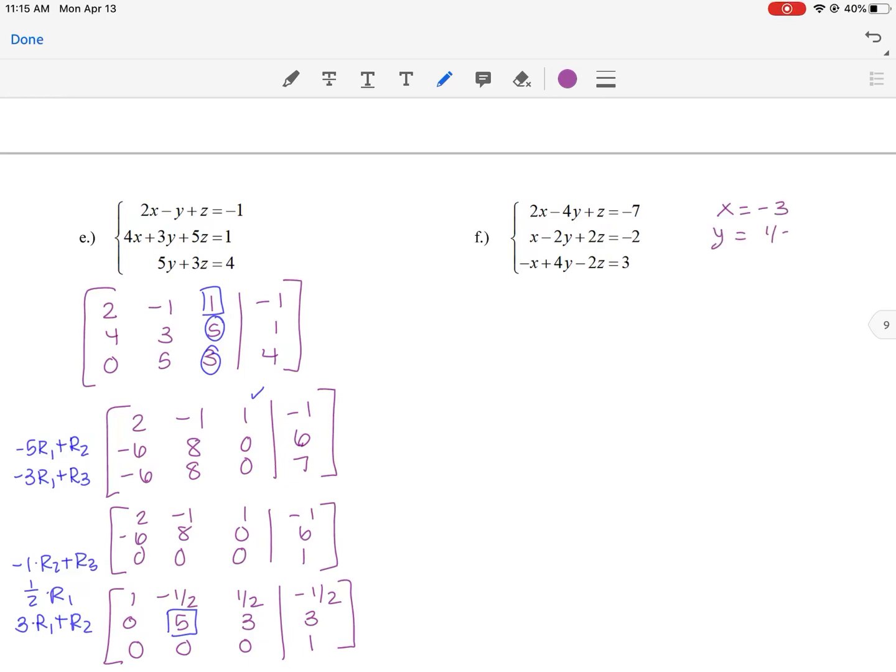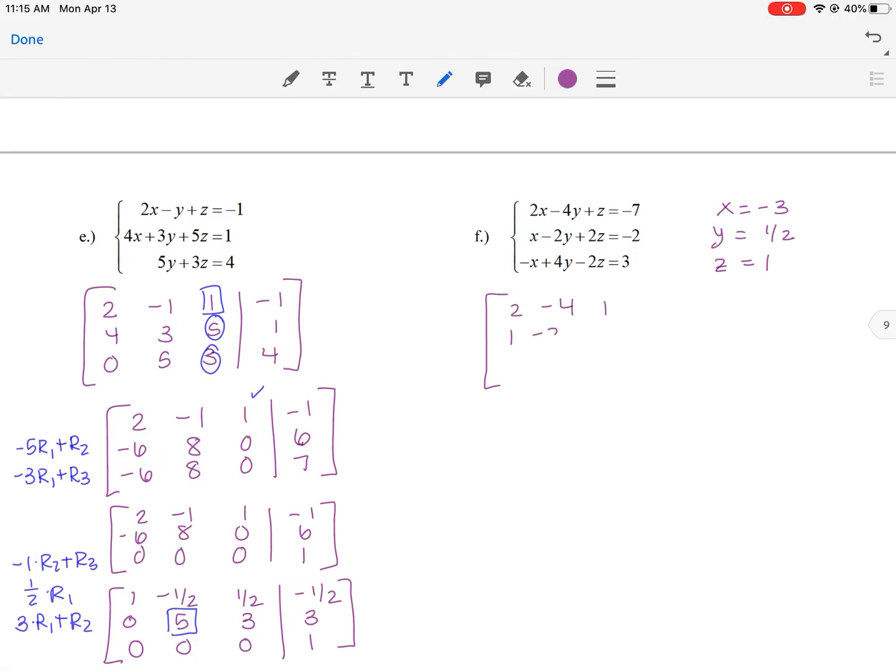Okay, one last one. If you're feeling pretty good and you want to try it on your own, the ending answer should be that x equals -3, y equals 1/2, and z equals 1. However, if you want to follow along, we'll do one more together. Okay. So we got our coefficients here, and we've got our answers on the other side.